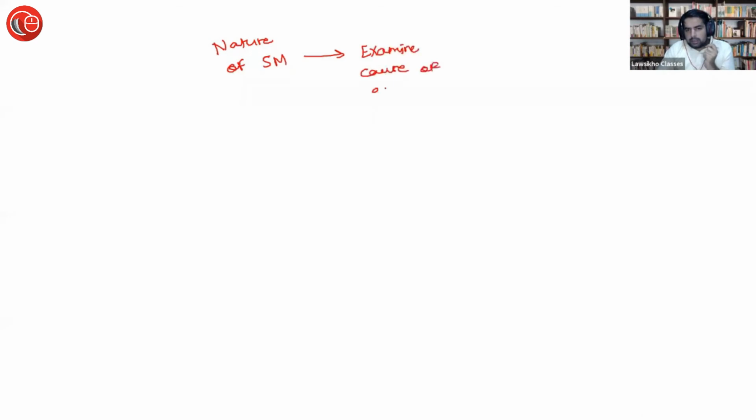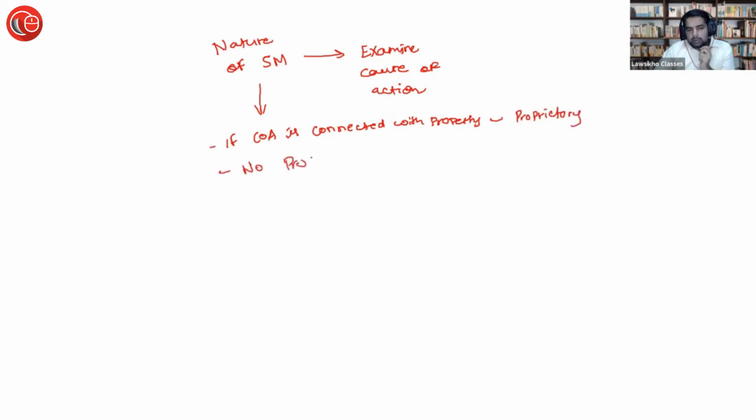Cause of action examine करना चाहिए आपको, तब आप समझ जाओगे कि ये proprietary है या ये personal है. So if the cause of action is connected with some property, then it is proprietary. If the property is not involved, then it is personal. So if COA is connected with property, then it is proprietary. ठीक है? No property, then it is personal.